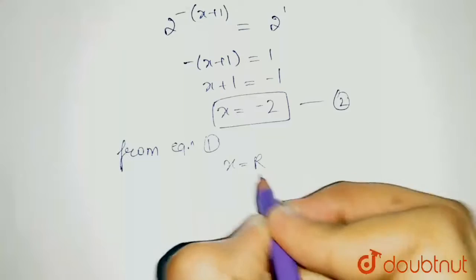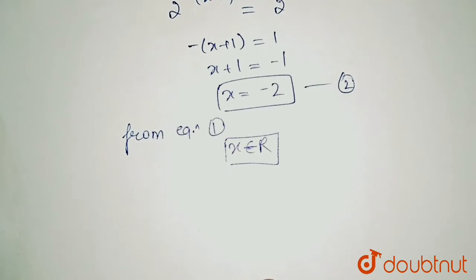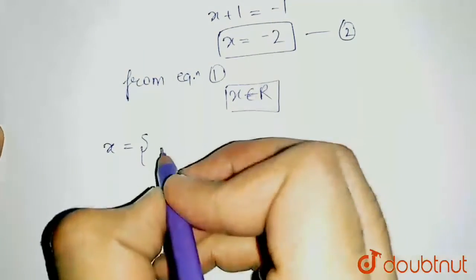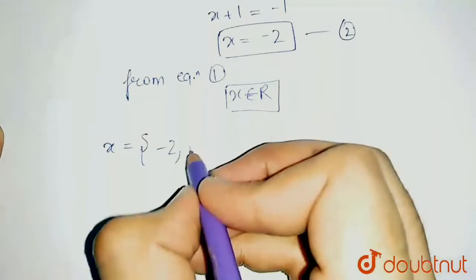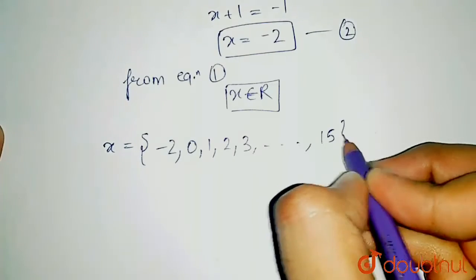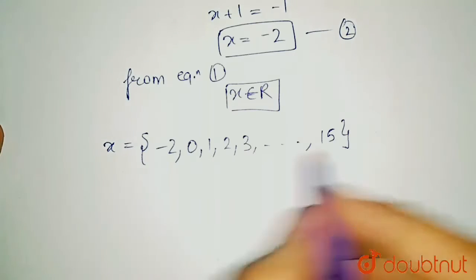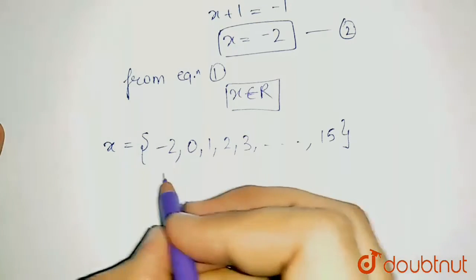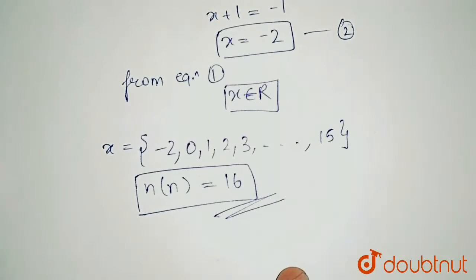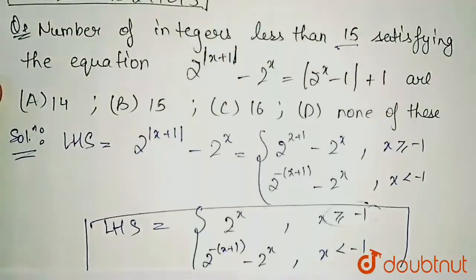Now from equation first, we have x belonging to R. This was equation first. Now we need the number of integers, only integers, less than 15. So the values of x could be minus 2, and from here x greater than or equal to 0, that means 0, 1, 2, 3 up to 14, because we need only integers less than 15. So these are 15 integers here and plus 1, that is 16. So the number of values of x is 16. Hence the correct option is option C.